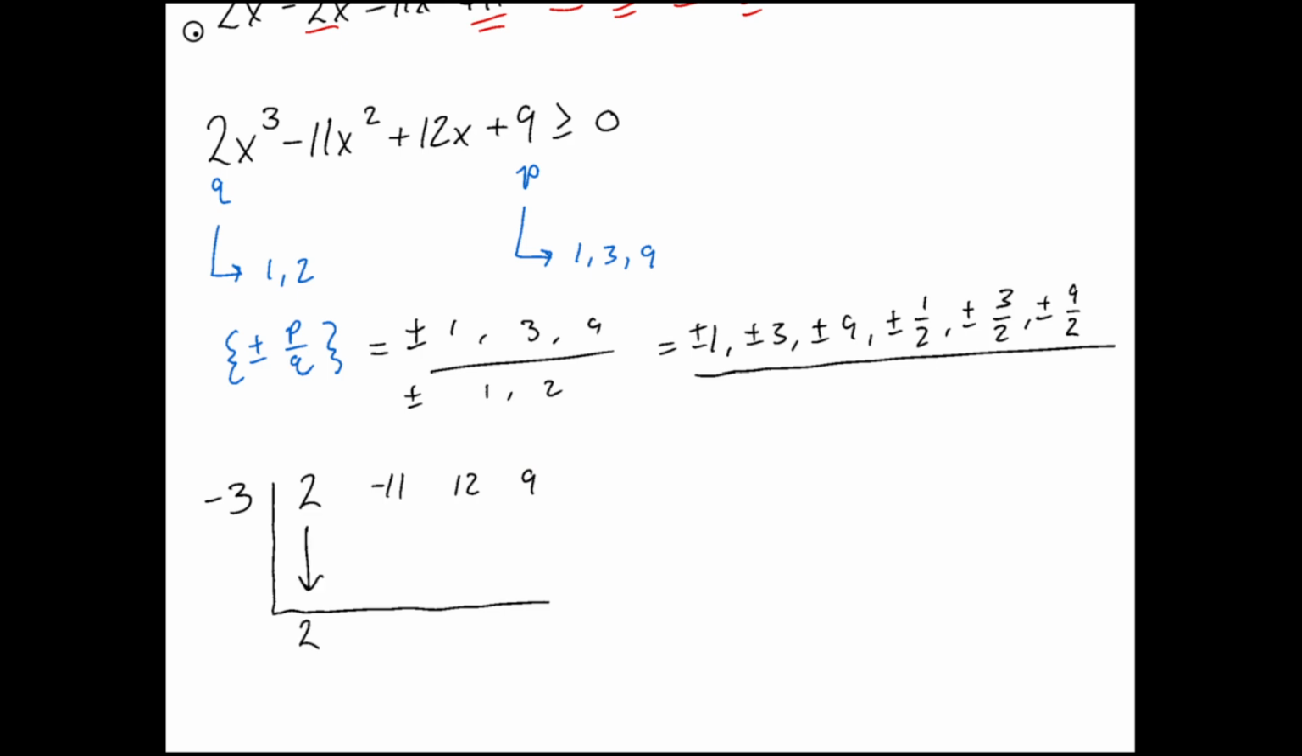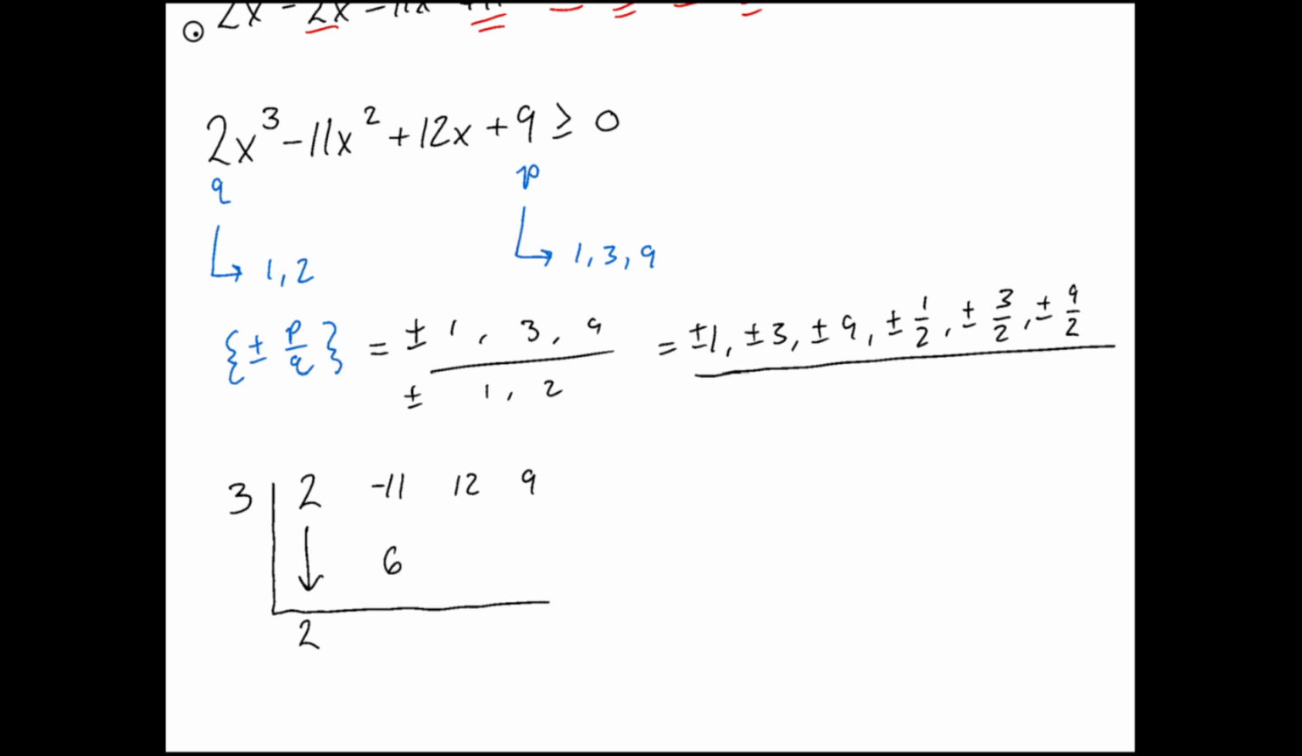Bring the 2 down. Negative 3 times 2, that is negative 6. Add those together. I'm getting negative... what, did I do something wrong? No, I'm so sorry. This is supposed to be positive 3. That is my mistake. Positive 3.